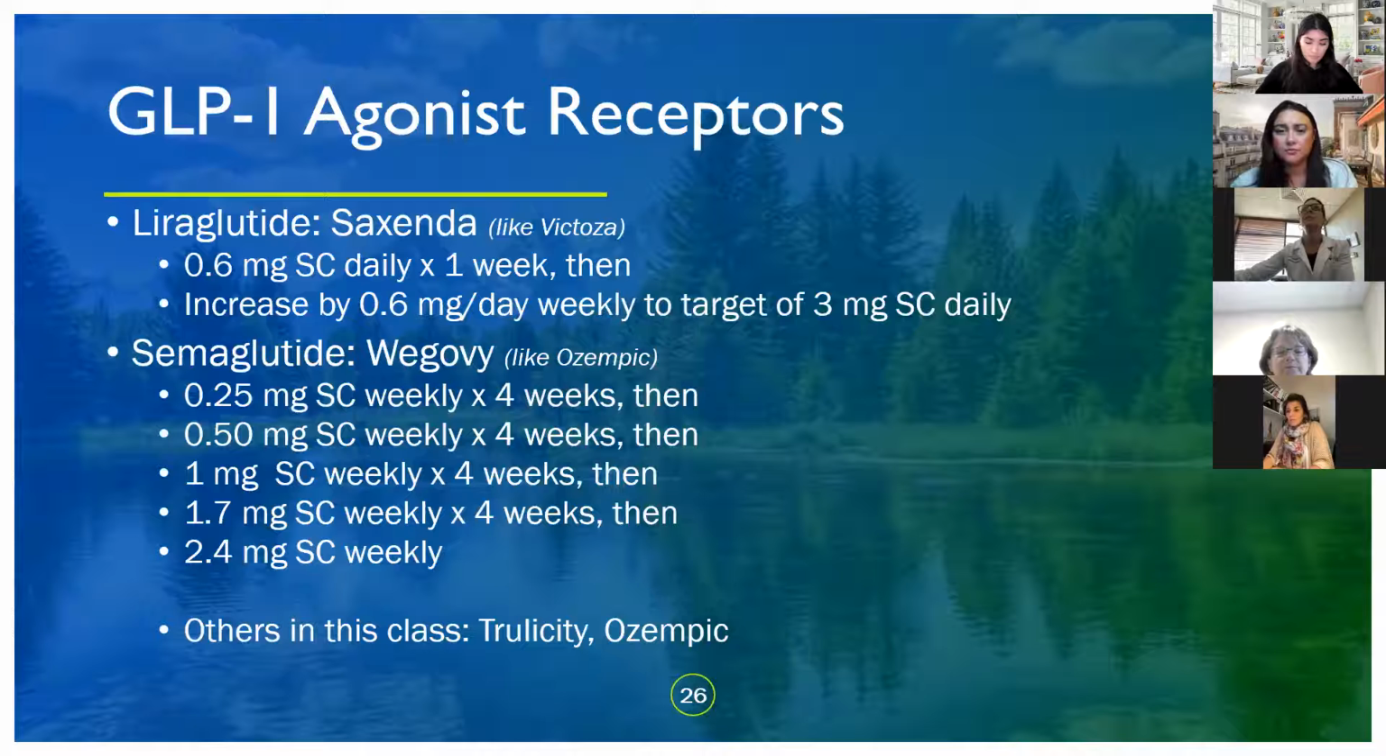Next slide. So the GLP1 class, liraglutide, Saxenda we just talked about, that's like Victoza. It does come in doses of 0.6 and goes all the way up to 3 milligrams. The Wegovy is our newest one. It's like Ozempic, but it can go up in higher doses. Right now, Ozempic goes up to 1 milligram, but this goes beyond, to 1.7 and 2.4 milligrams.